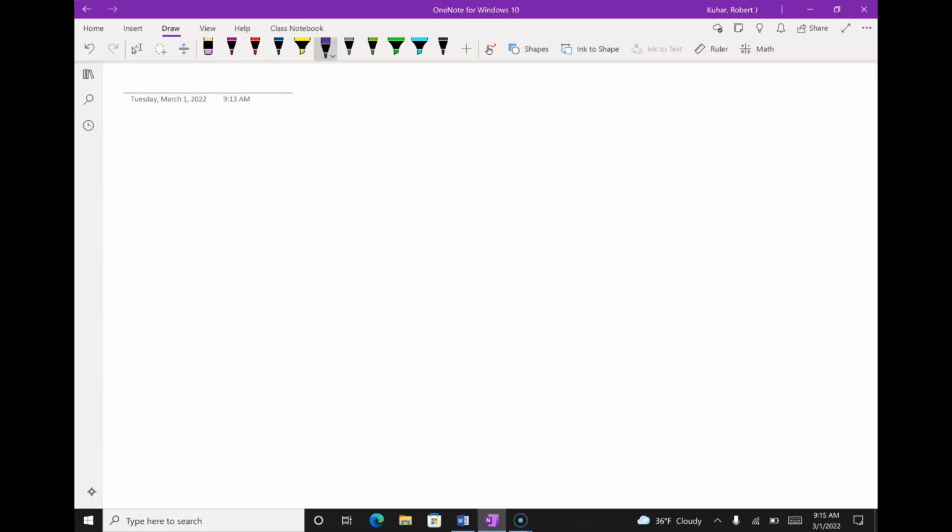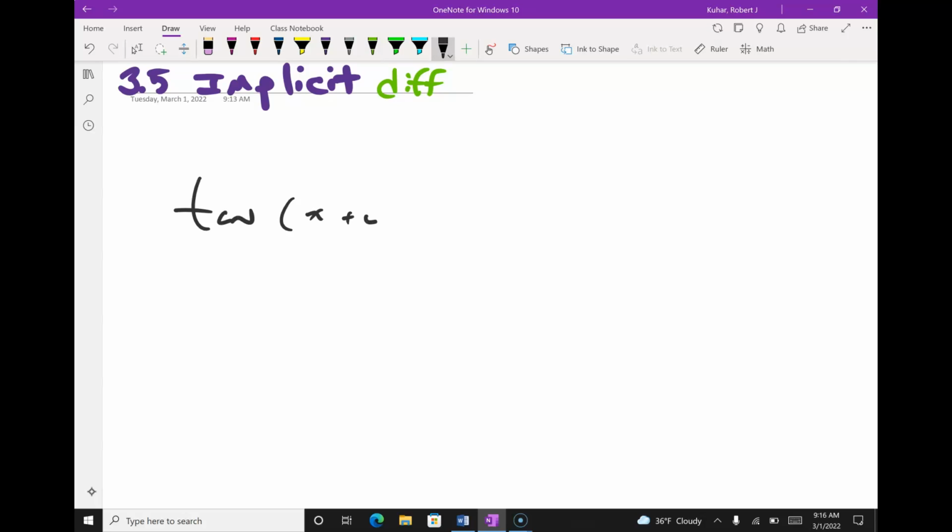So just to look back at implicit, right? This is section 3.5, implicit differentiation, right? I want to look at my favorite problem, and tell me if I did this last class. Tangent of x plus y is equal to x. Did I do that? No? Nice. So this is on every single midterm I give, but I change it.